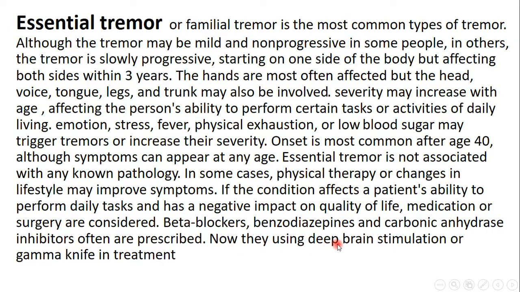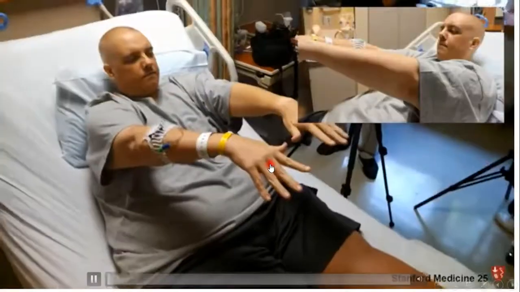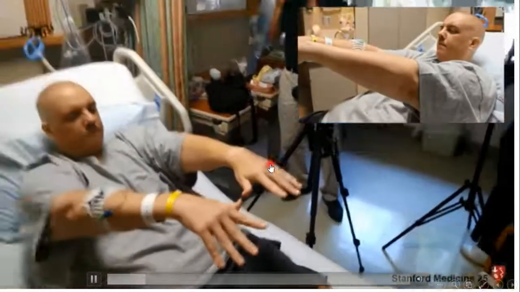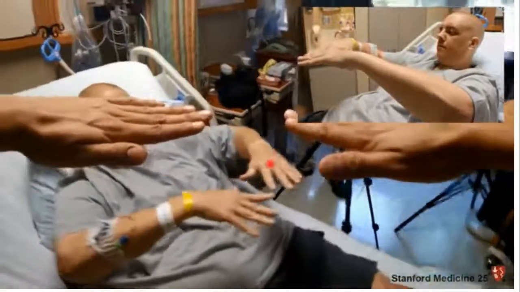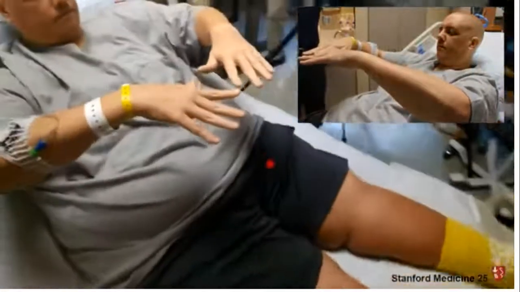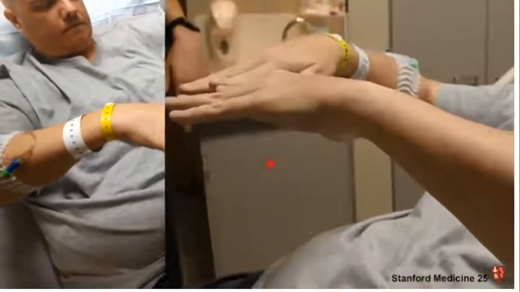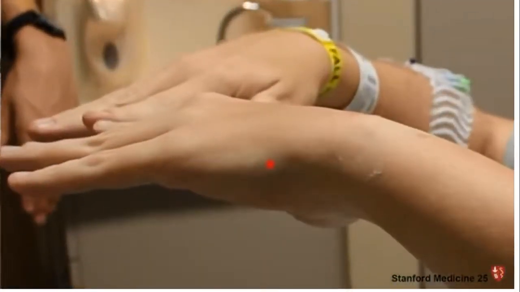Now they are using deep brain stimulation, a device, or gamma knife in the treatment of essential tremor. This is an actual patient from Stanford Hospital with a history of familial essential tremor. As you can see here, with his arms straight out, held up in the air, the tremor is persistent, as seen better here when zoomed in.